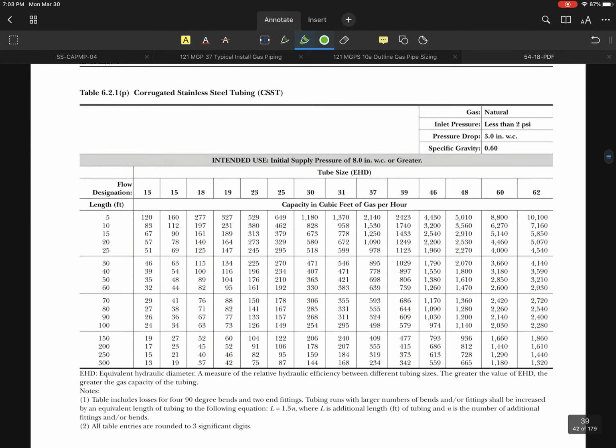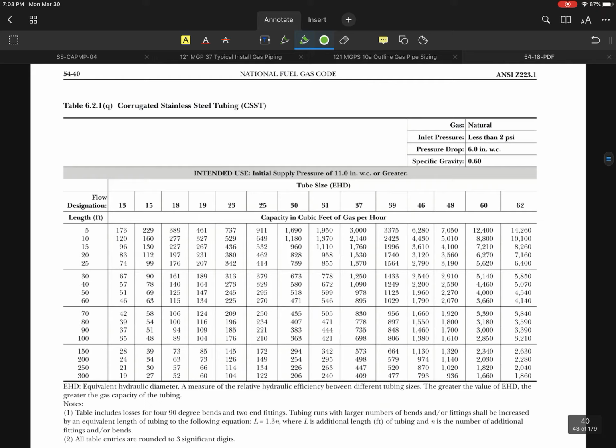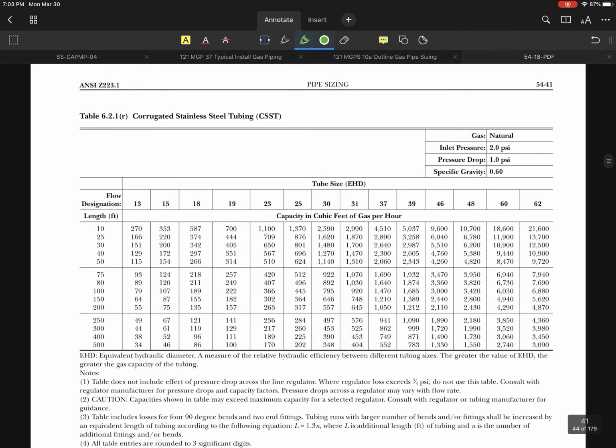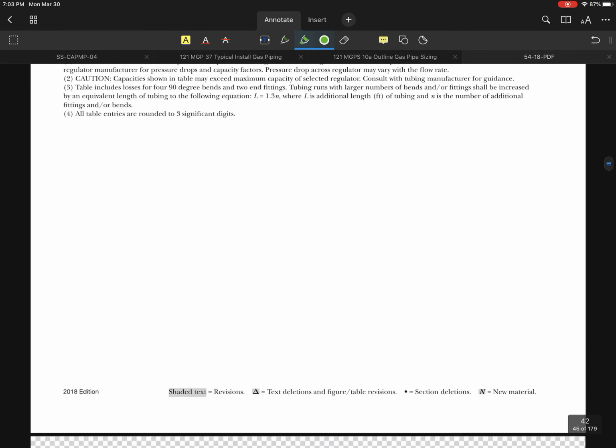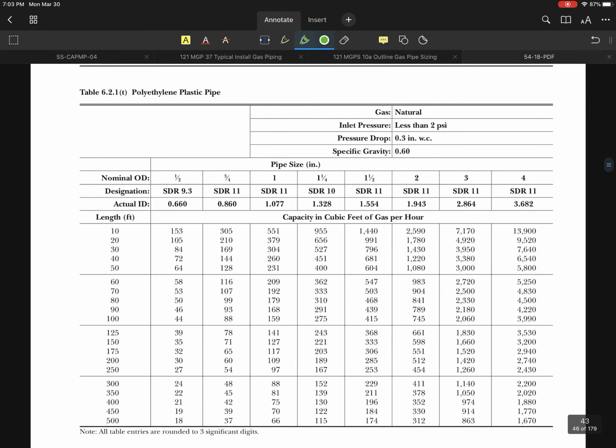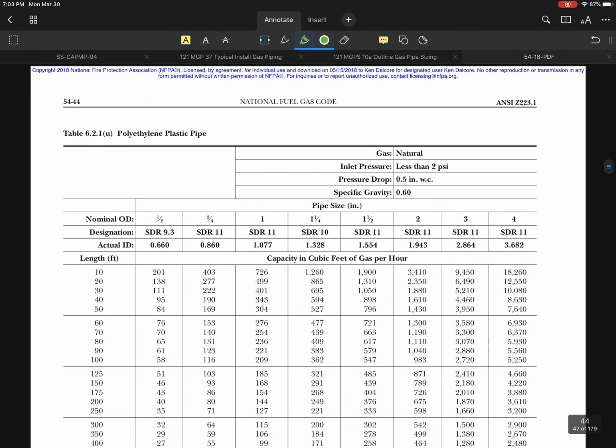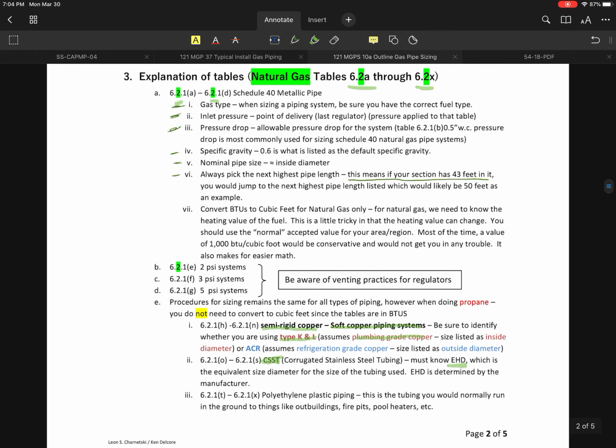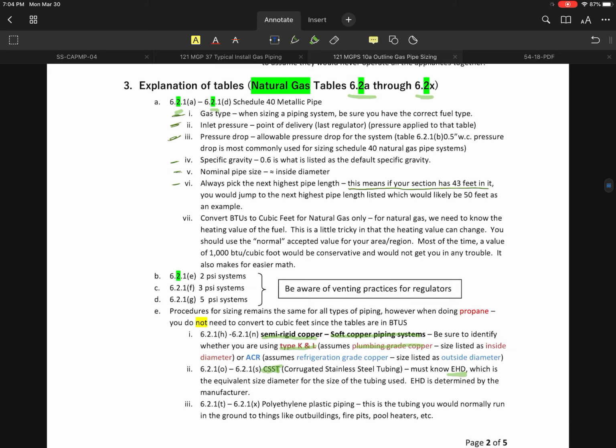And then of course, if I keep going further and further, we'll get into some of the other types. There's a bunch of CSST, but the plastic tubing, that's a big one. This would be a typical example if I'm going to run maybe a pool heater or something like that, or a garage. I want to run gas to a garage. It's ideal for these applications. So that, in a nutshell, is essentially the explanation of the natural gas tables.